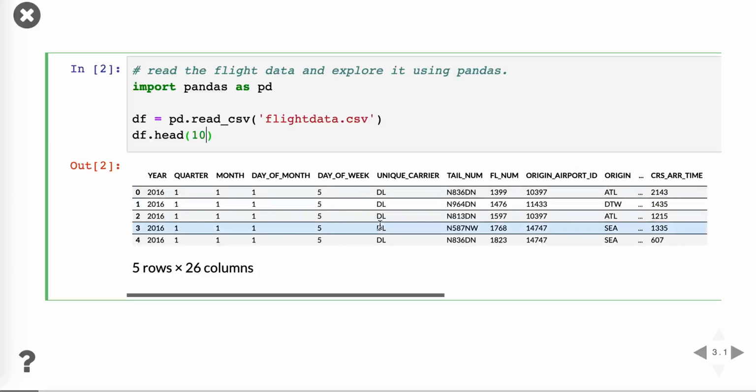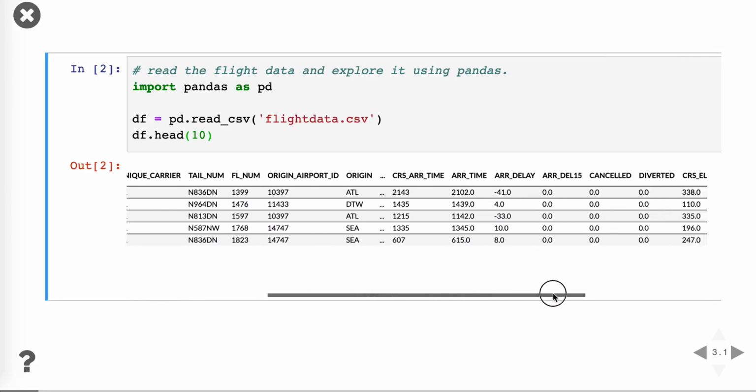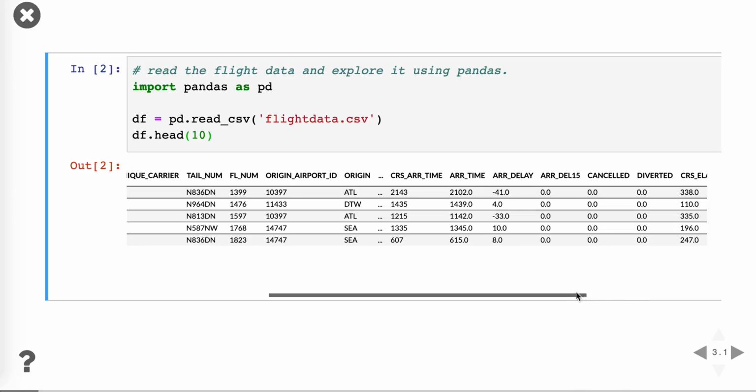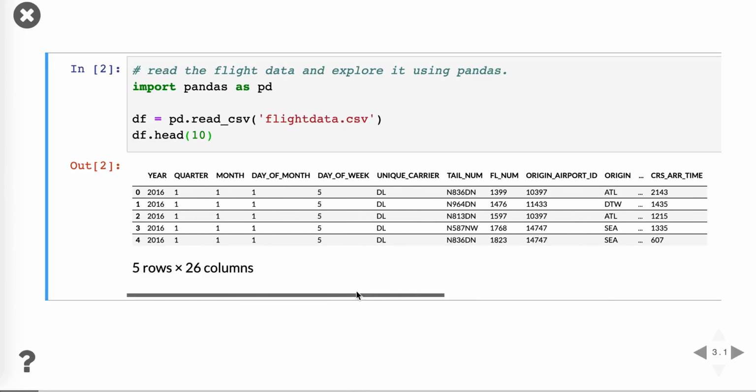Let's take a look at this data set. What we have here is the year and the quarter, the month, the day of the month and week, the carrier number, and there is some other information over here. We have all of this information.